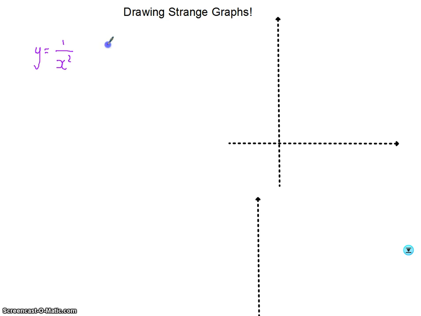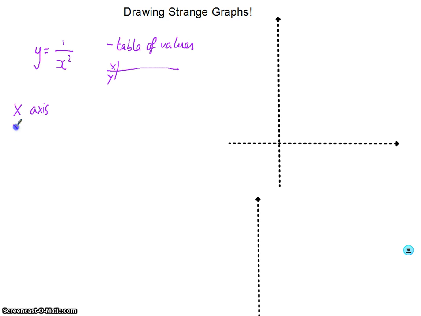Things you might have seen before: you could draw a table of values, and that's not a bad way to go. Put some x values in here and some y values and get an idea for the shape. But we're going to have a look at a slightly different approach, or a couple of different techniques that you might want to use.